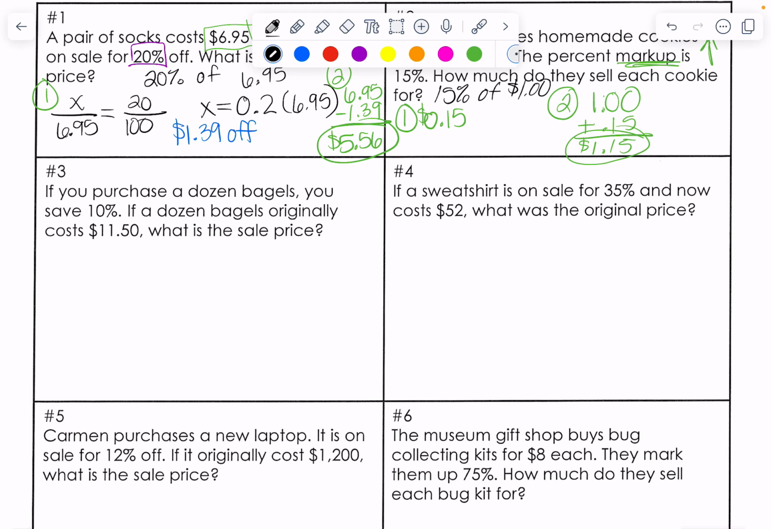So you're looking for some of those keywords for if it's a tax, if it's a tip, if it's a markup, if it's a discount. That helps you know if you're adding or subtracting that amount.